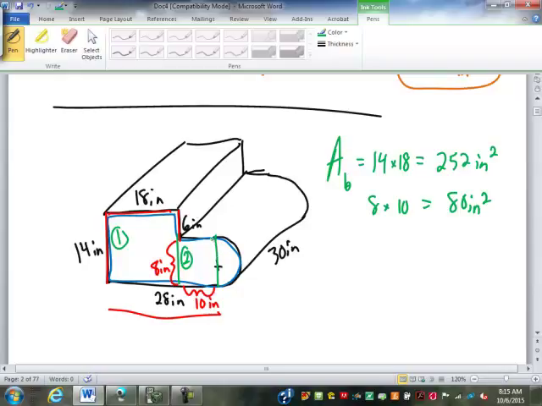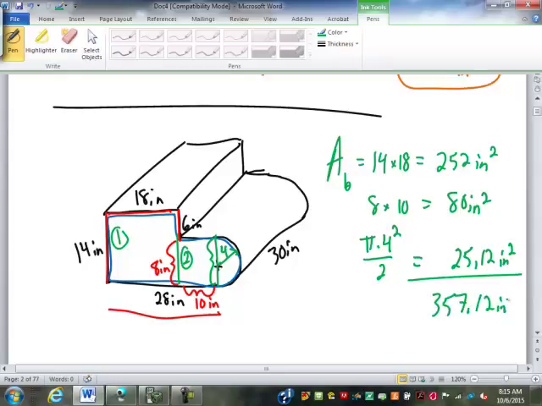And now since this is 8 across here, because it's a rectangle, this is now 4. So that's pi times 4 squared divided by 2, because it's only half the circle. So 25.12 inches squared. So that's 357.12 square inches, correct?